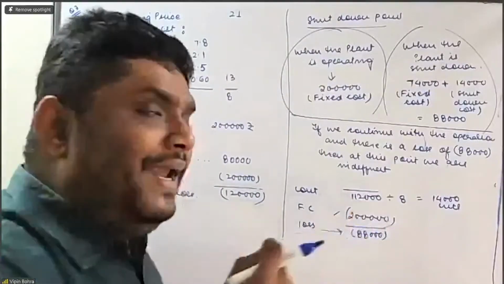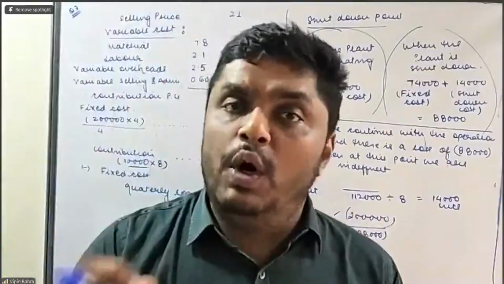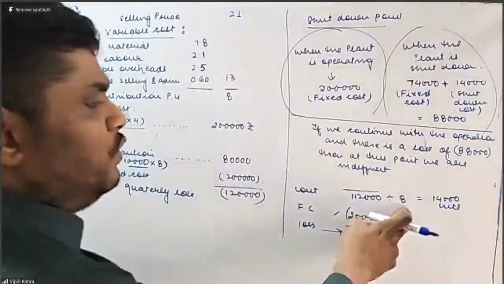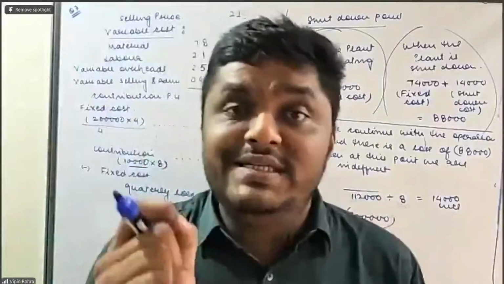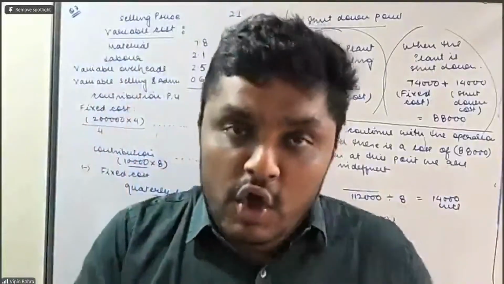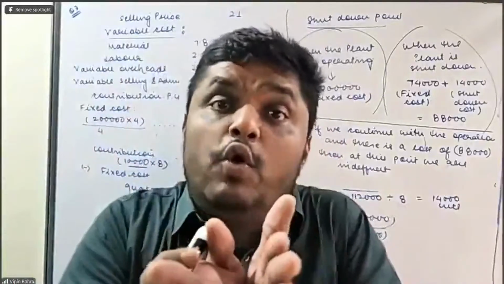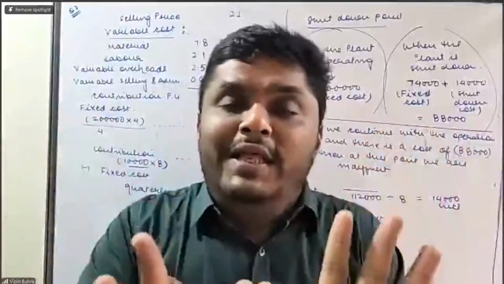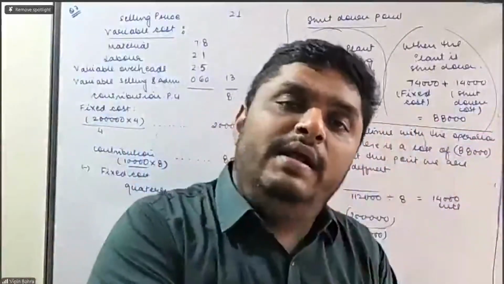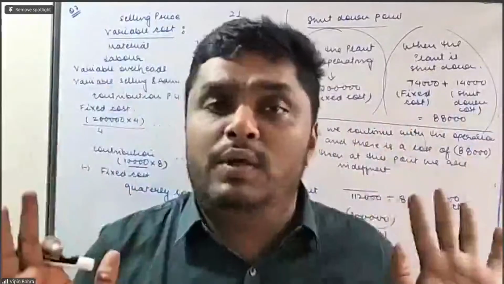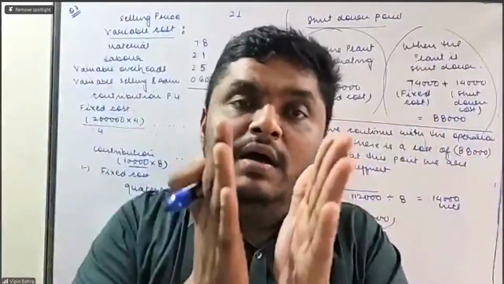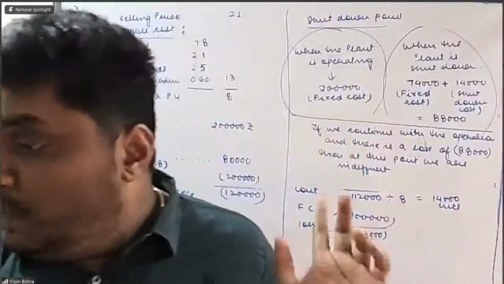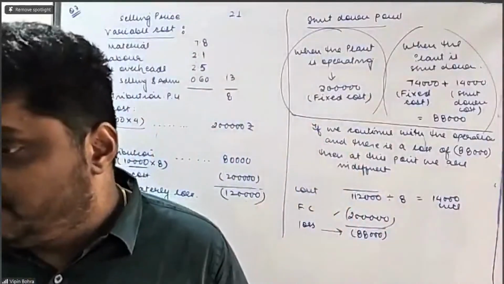88,000. So 1,12,000 is the contribution we want. And contribution per unit is how much? 8 rupees. So 14,000 units is the point where we are indifferent. If the units go below 14,000, it is better to shut down. At 14,000, we are safe. We can continue and we can discontinue, it's up to us. But once the level crosses 14,000, it is better to continue. I hope it is clear to all.